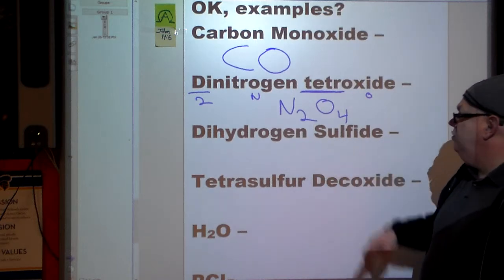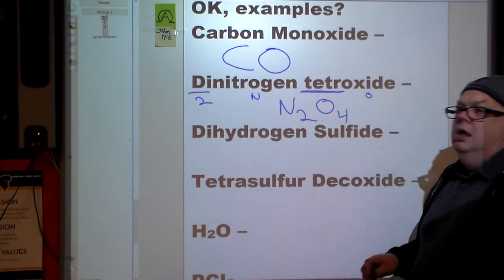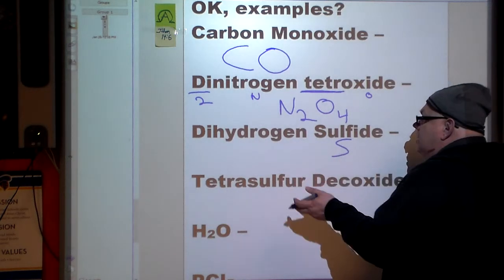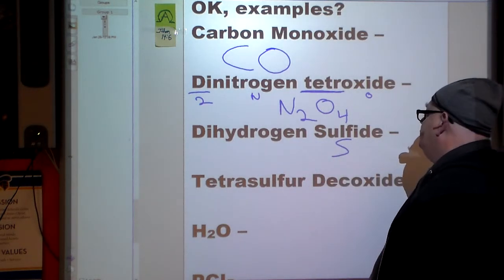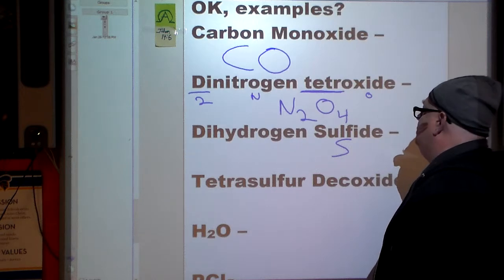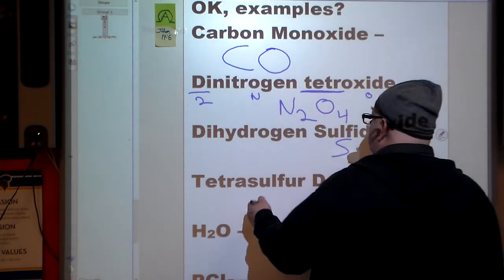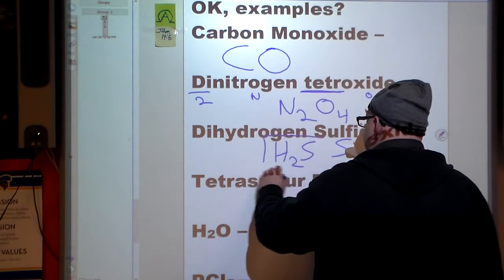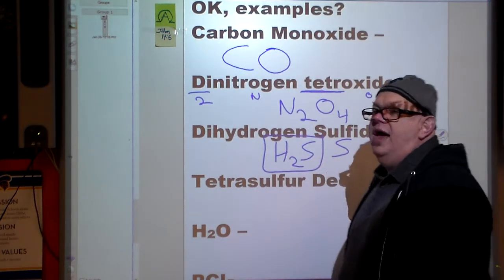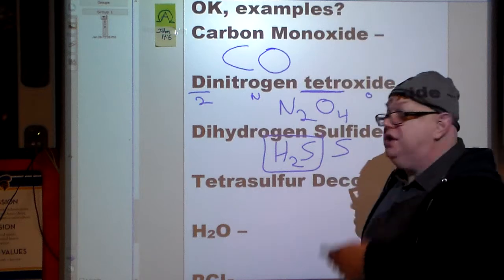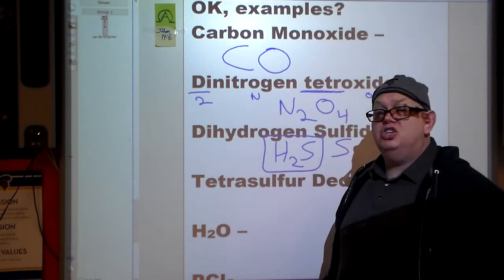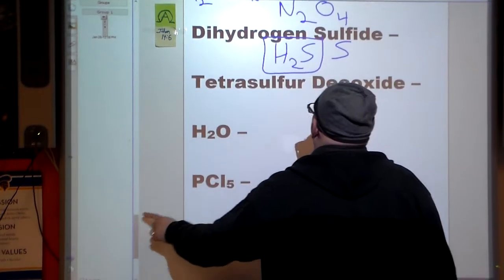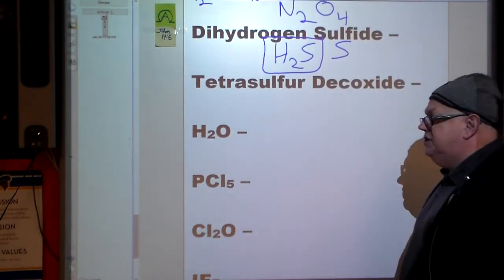How about dihydrogen sulfide? Well, sulfide, yeah, that's an S, and there's only one. It should be dihydrogen monosulfide, but dihydrogen meaning 2, so that would be H2S. Dihydrogen sulfide. This stuff smells, that's what you find in rotten eggs and flatulence.